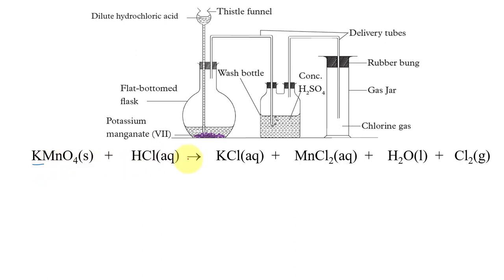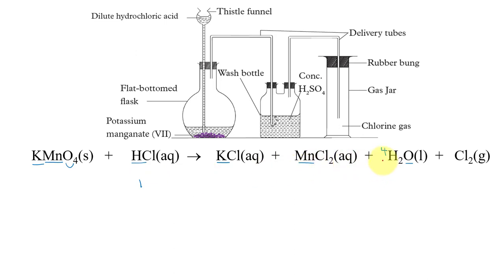Potassium, we have 1, potassium, we have 1. Potassium is balanced. Manganese, we have 1, manganese, we have 1. Manganese is also balanced. Oxygen, we have 4. Oxygen, we have 1. So we can balance oxygen by putting 4 here, so that we have 4 molecules of water. So if we put here 4, oxygen will also be balanced for 4. So we have hydrogen, 1.